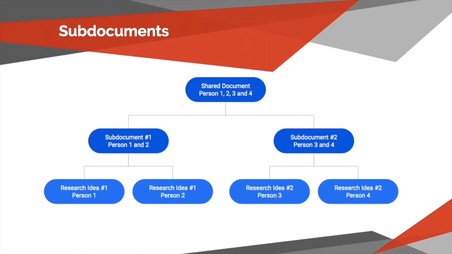Here's an example of a shared document structure when identifying your problem. Let's say that your team has two main ideas when identifying your problem. As you can see here, this team assigned two different people to each idea to research. These two people collaborate and work on one document, and finally, two subdocuments combine into one shared document.